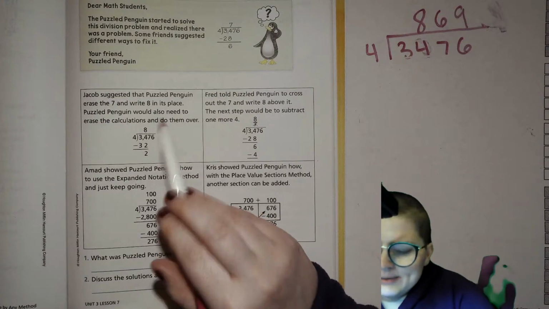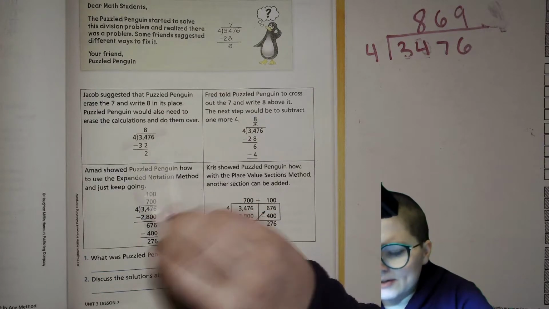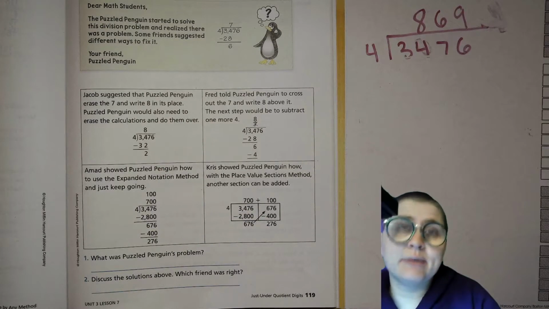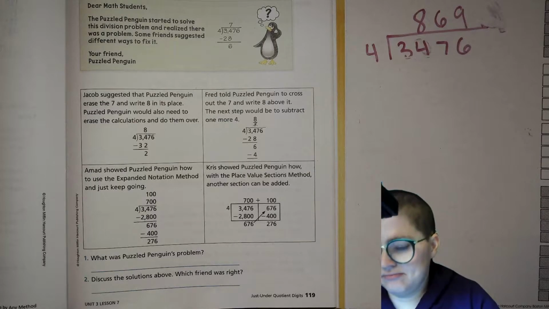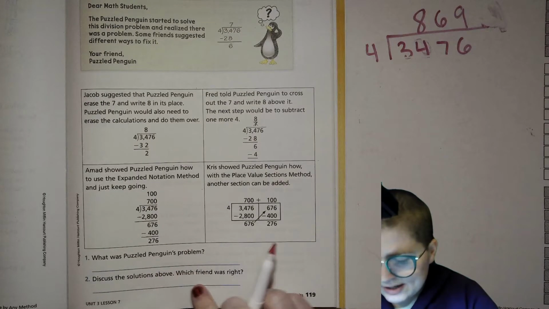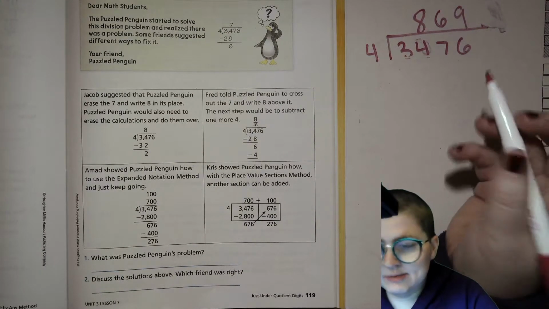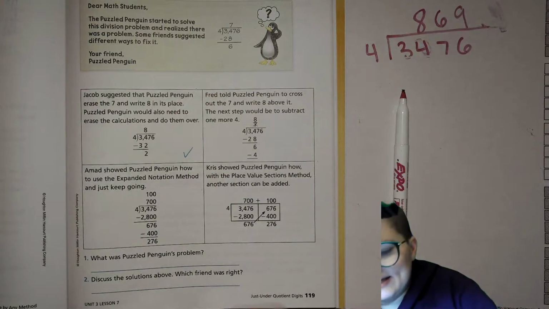So his friend Jacob suggested the puzzle penguin erase the 7 and write an 8 in its place. The puzzle penguin would also need to erase the calculations and do them over. So that's basically what we did. Do you think that that makes sense? Because at the end here, it's going to say which friend was right. So Jacob's idea seems pretty good, right? That's basically what we did, and we like it.